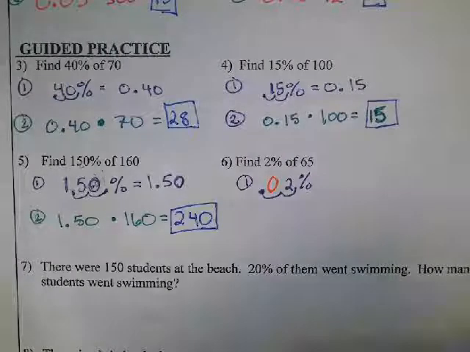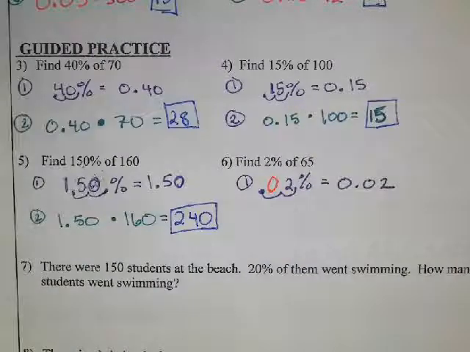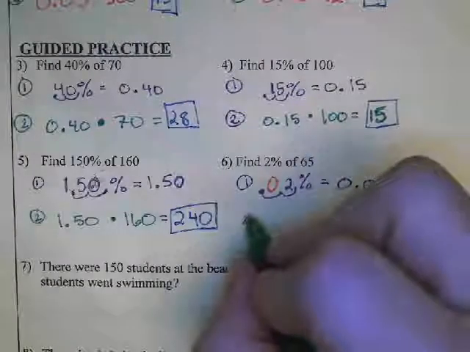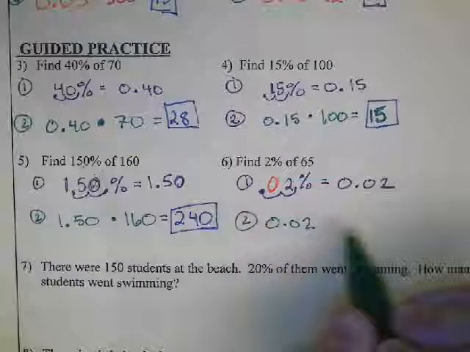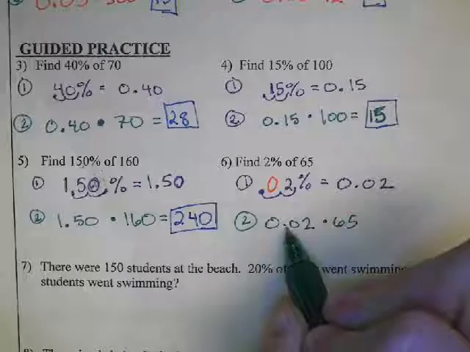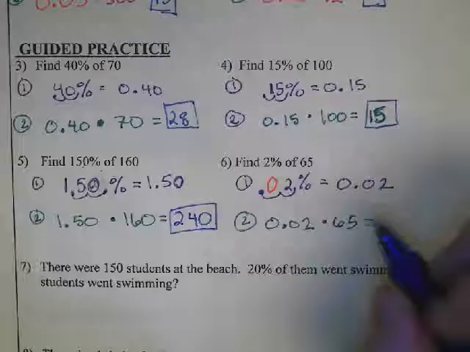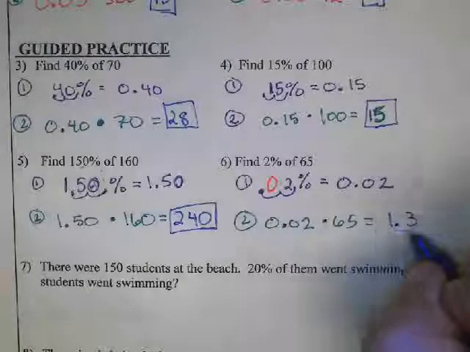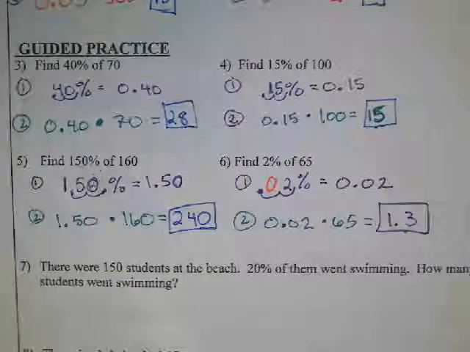So we know that this is equal to 0.02. Step 2, we'll take our decimal, 0.02, multiply it by 65, and that is equal to 1.3. So that's how we do the math.